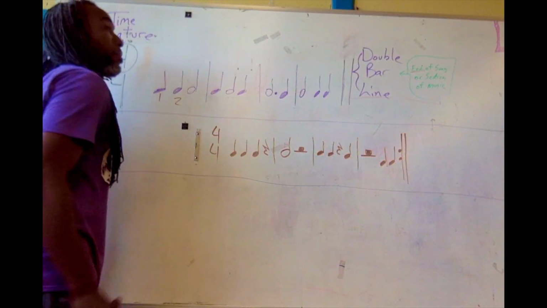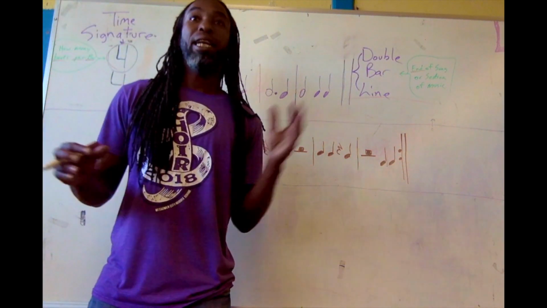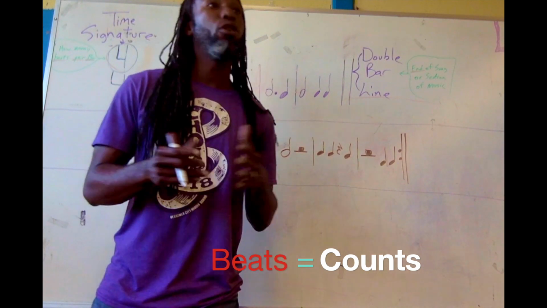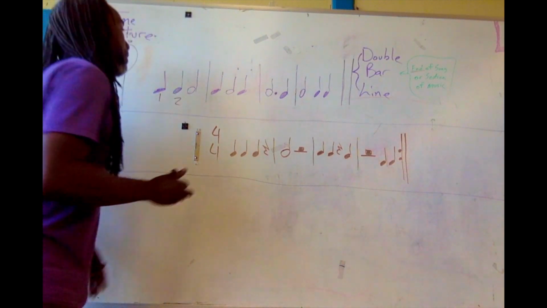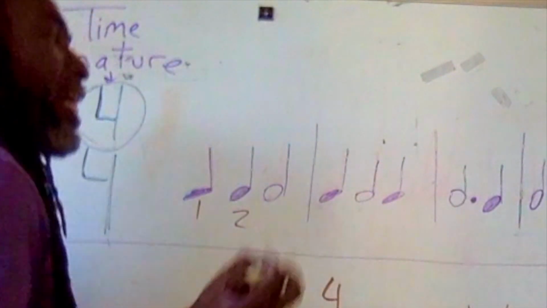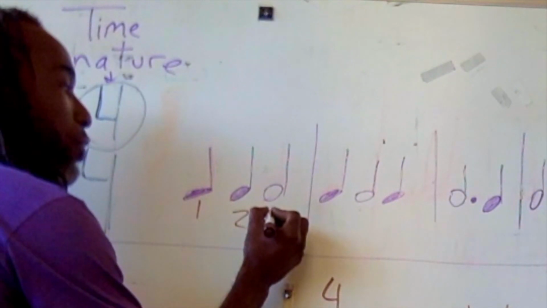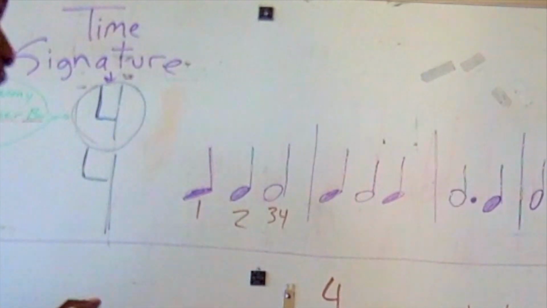Now, how many beats did we say a half note gets? Two. Now, just a reminder, when I say beats, it means the same thing as saying counts in music. They equal the same thing. You'll hear musicians use the words counts and beats back and forth. Now, we said it gets two. So, what are the next two numbers that come up? Three and four. Very good. So, we write both of those under that. So, now, we can see where the rhythm falls into place.